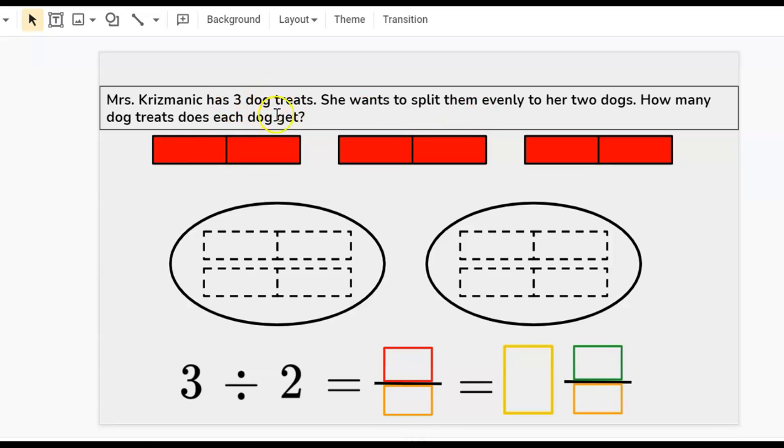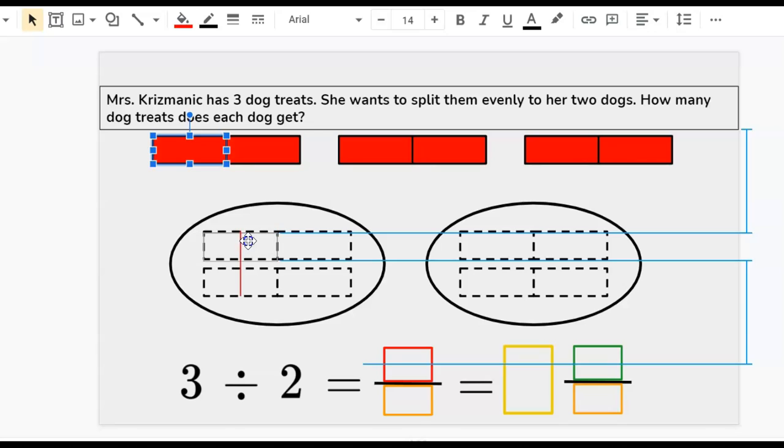So she wants to take these 3 dog treats, 1, 2, 3, and split them evenly between her 1, 2 dogs. So you're going to see I've set up 2 different circles here for her 2 different dogs. And when I split the treats up, I've already split each treat into 2 because there are 2 dogs. So in order to do this, you're going to have a problem like this as well. You are going to, one by one, take the pieces to each of your groups to see what you are going to get as your answer.